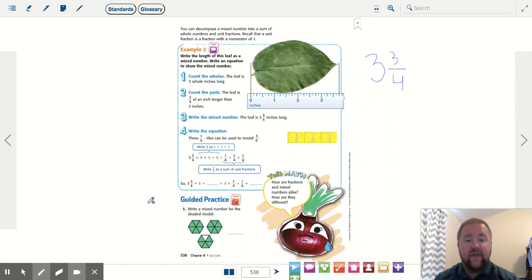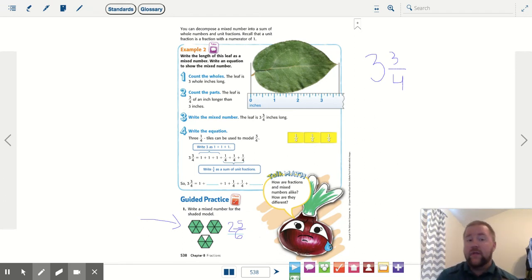These examples down here for the guided practice are a really good idea to take a look at and try to understand, because this is 2 whole models that are shaded in, and then this is part of our third model. We don't have the whole third one, we only have part of it. We have 5 sections out of the 6 total. So our mixed number for this example would be 2 wholes and 5/6 of another. So if you're thinking to yourself, okay, what whole numbers does this fall between?